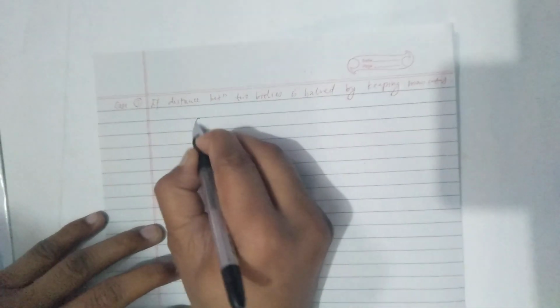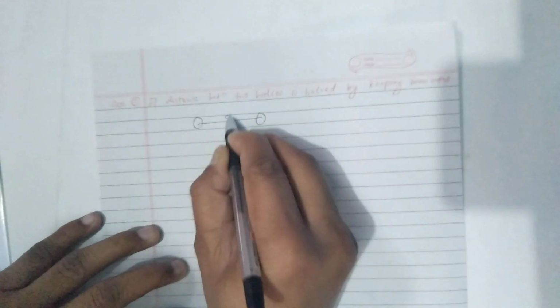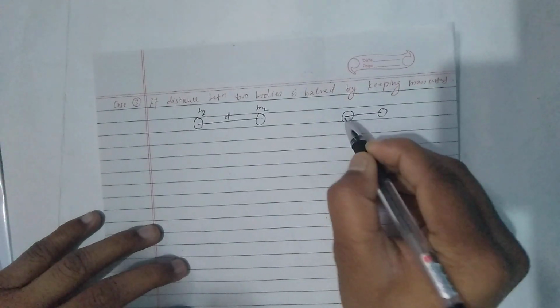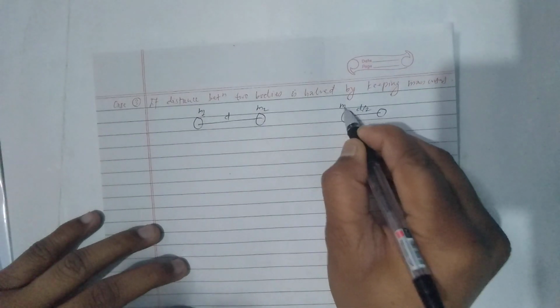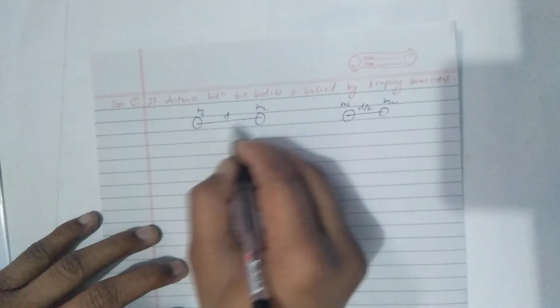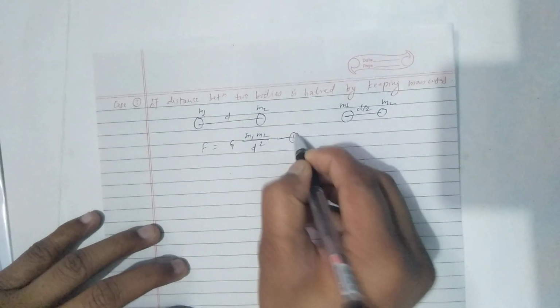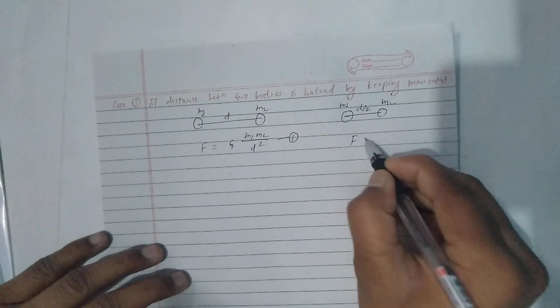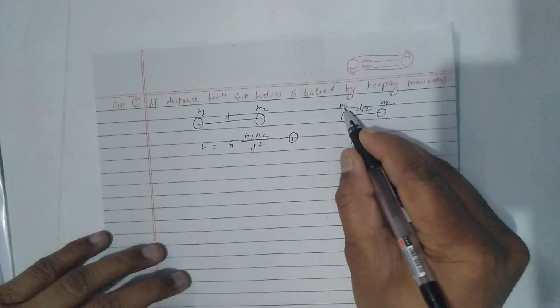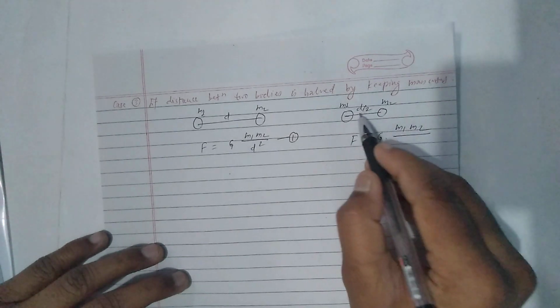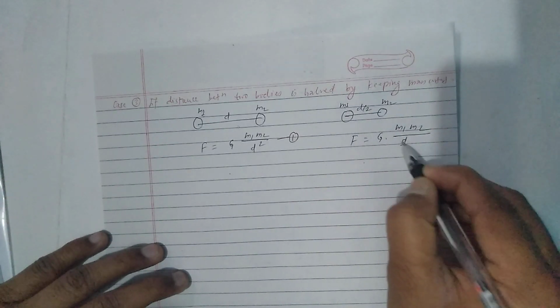So see here, the distance between the two bodies is half. In the very first case we have two bodies at distance d, having masses m1 and m2, but this distance is halved. Suppose this is d, then this is d by 2, with m1 and m2. So for the first case we have F equal to G m1 m2 upon d square. This is our equation number 1. But for this case F equal to G m1 m2, the masses remain constant so we don't need to change them, but the distance is half, so we have to write d by 2 over here.